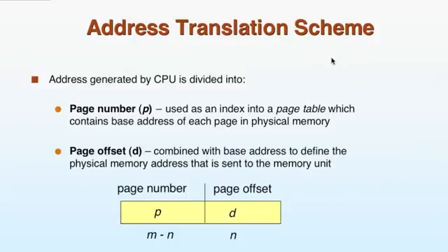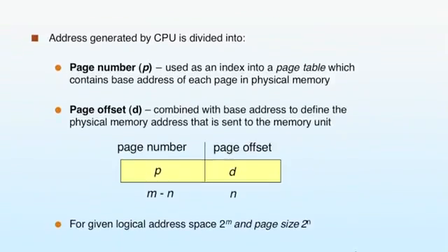So the address translation scheme: the address generated by the CPU is divided into two components, very similar to contiguous allocation. Instead of starting at a base and going up to a limit, we have a page number and then a page offset. Same concept though, it's just a measurement, and each page is going to be the same size. So the page number is used as an index into the page table, which contains a base address for each one of the pages in memory. And then the page offset is combined with the base address to define the physical memory address that is sent to the memory management unit.